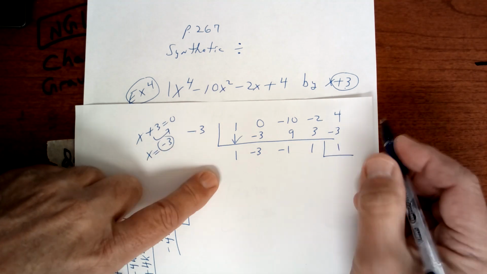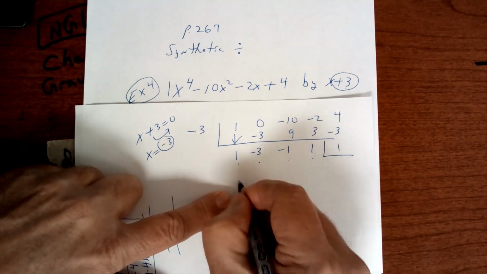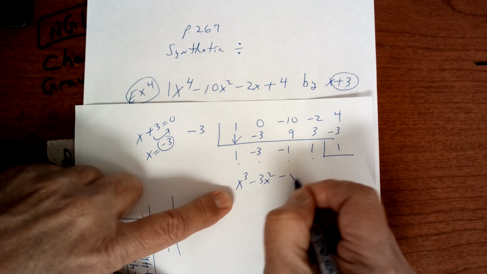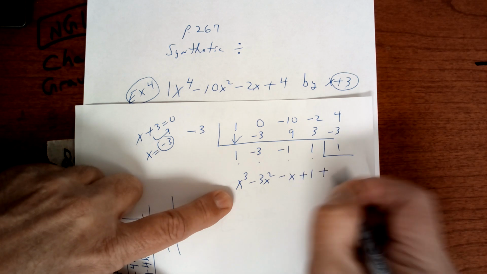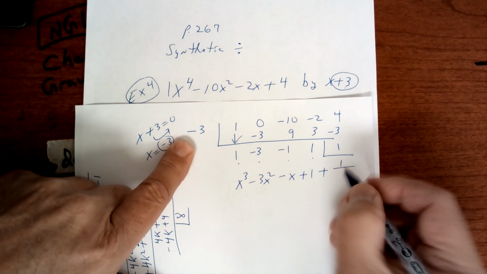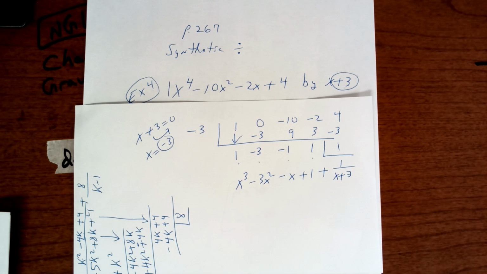So you count backwards, 0, 1, 2, 3. So it's going to be x to the third minus 3x squared minus x plus 1 plus your remainder, which is 1 over your divisor, which was x plus 3. And there it is. And that is synthetic division. Okay, so take a look at that for a moment. Ask me any questions that you need to ask me on that one.